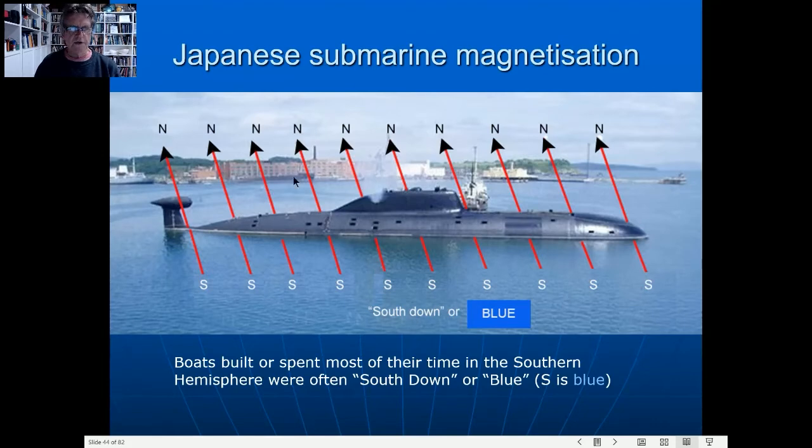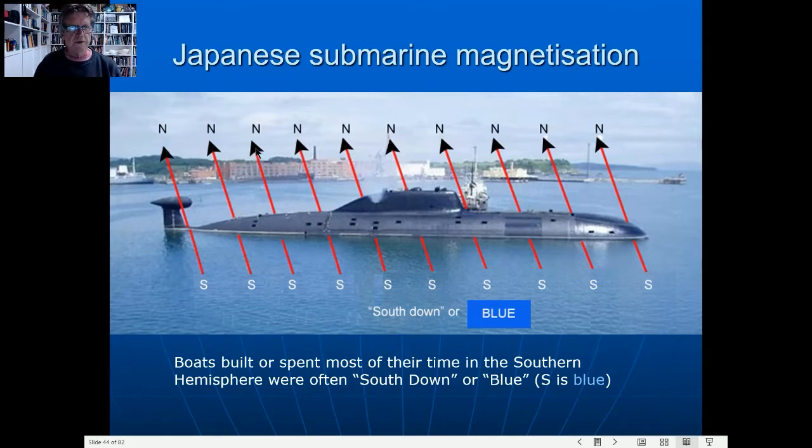It took a while for the magnetism that was sort of built into the boats when they were originally built, and all the banging of the rivets and putting the motors in, and the vibrations in the Earth's magnetic field would have caused originally to be north down. Ships built in Australia would have been naturally south down.